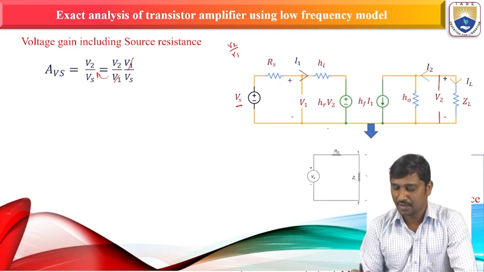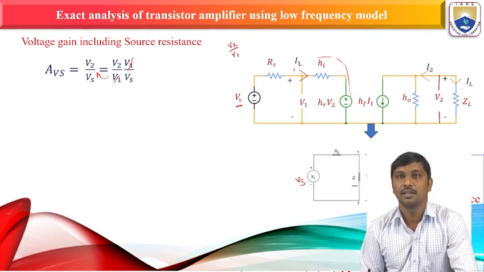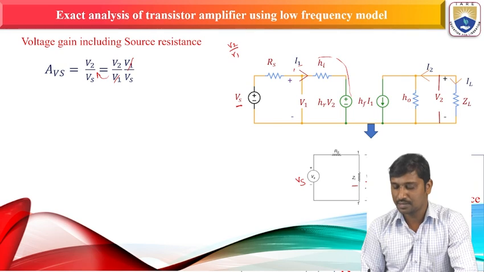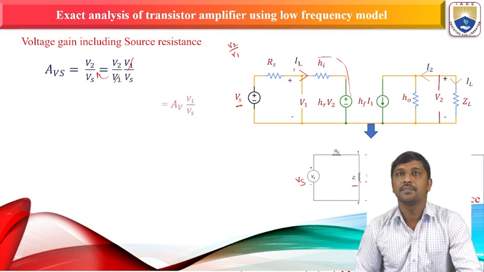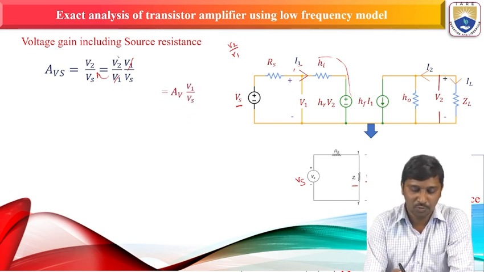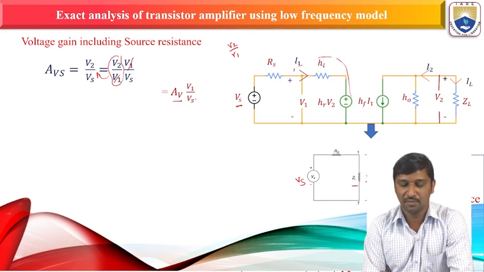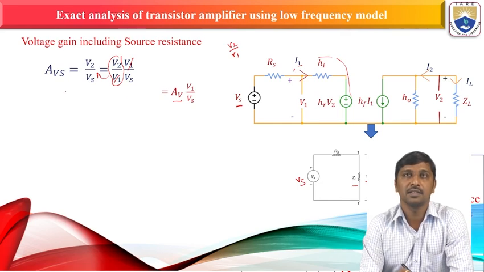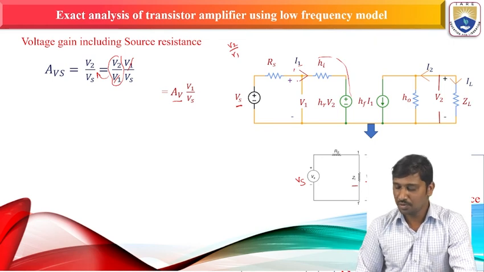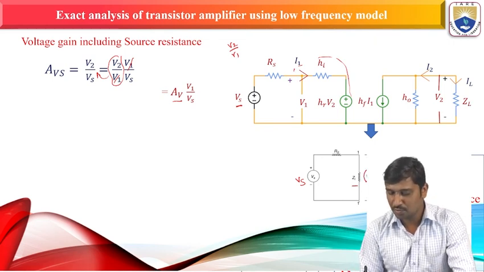So this is Rs and this is the voltage source. This entire part is represented as your input impedance Zi, and across this Zi we represent V1. So we know V2 by V1 is nothing but the voltage gain AV, times V1 by Vs, since we are going to consider this voltage gain including the source resistance. Now we need to find out how much voltage drop is generated with respect to this source.